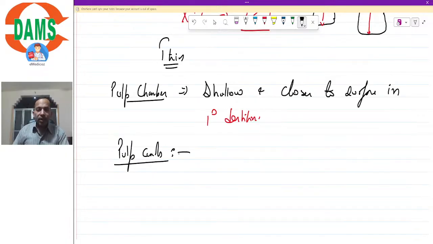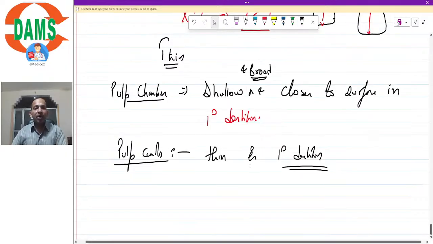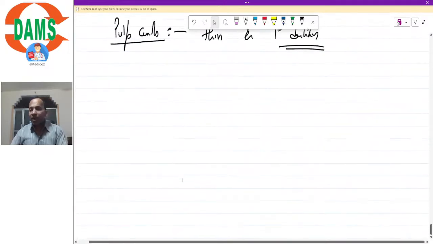or the root canals, right? The root canals or the pulp canals, they are thin. They are thin in primary dentition. Clear? So the pulp chamber is broad and it is shallow in the primary dentition. You can also write that it is shallow and broad and closer to the surface in the primary dentition, whereas the root canals or the pulp canals, they are thinner in case of primary dentition as compared to the permanent dentition, right? So these are some of the differences between primary and permanent dentitions.